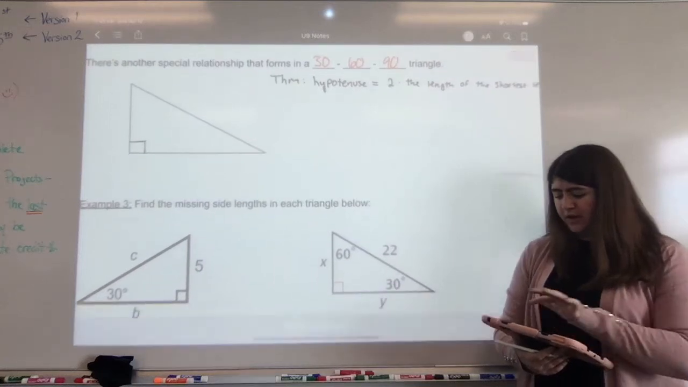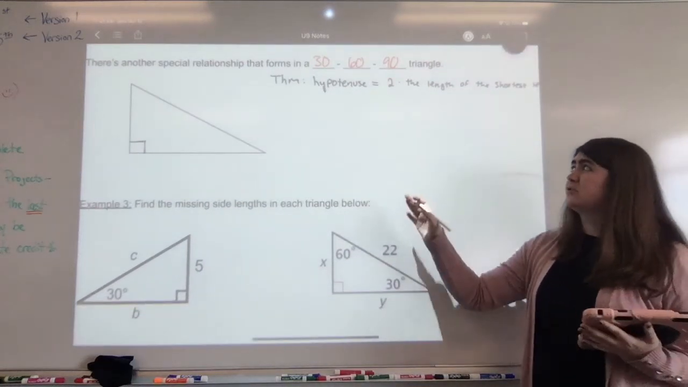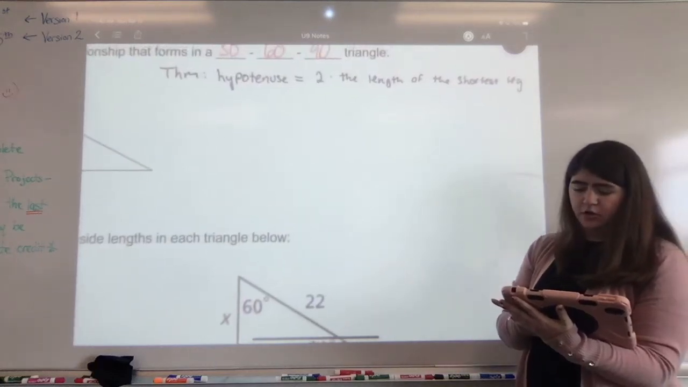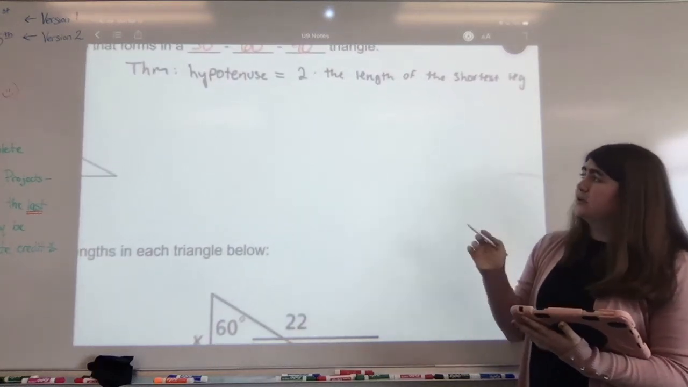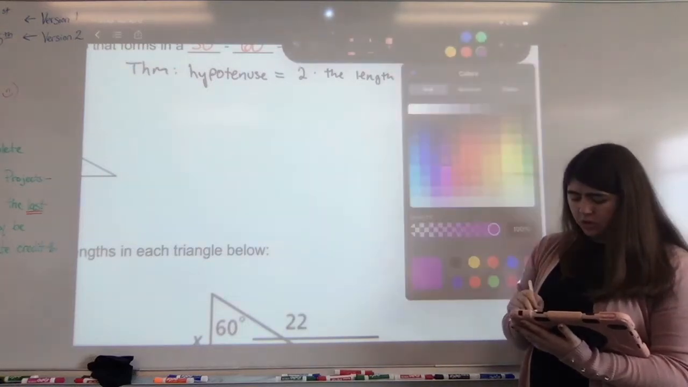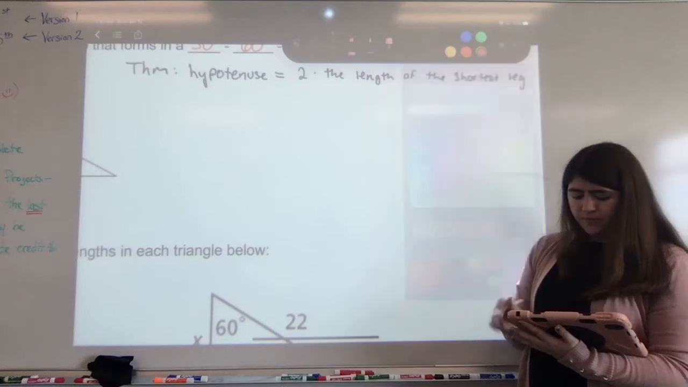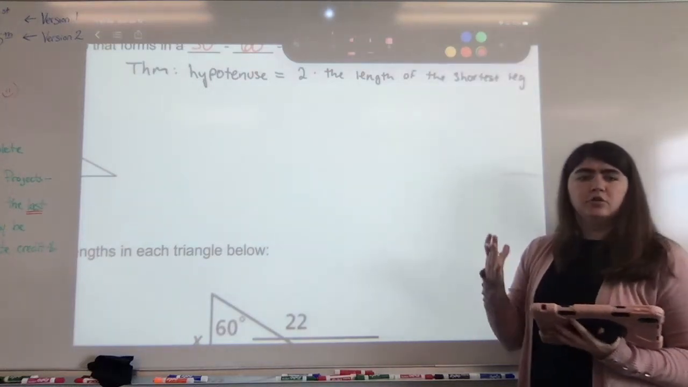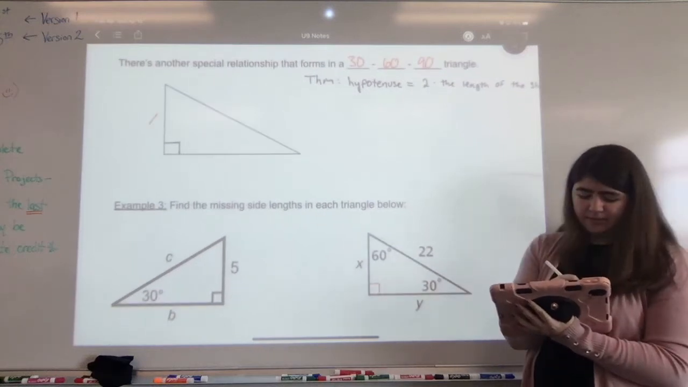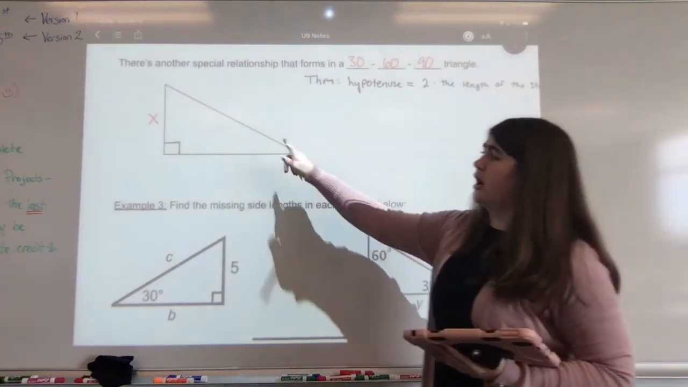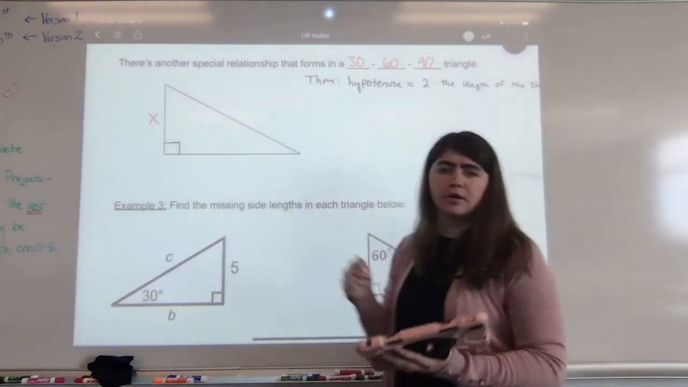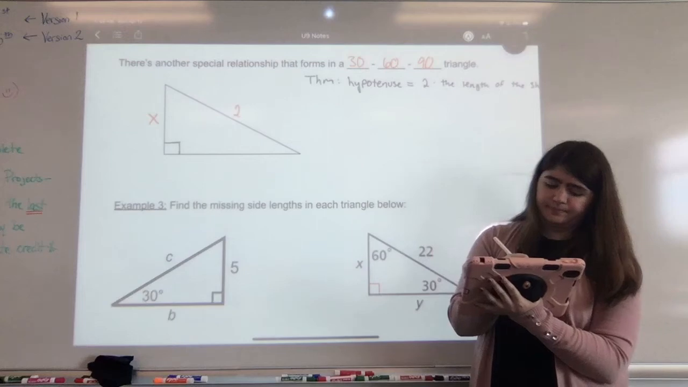And this triangle has this theorem that says that the hypotenuse is equal to 2 times the leg of the shortest side, or the shortest leg. So hypotenuse is 2 times the length of the shortest leg. We don't know what that length is, but we can figure out using a variable. So let's say that our shortest leg is x. Then that means that our hypotenuse has to be 2 times that x. So we're going to label that as 2x.